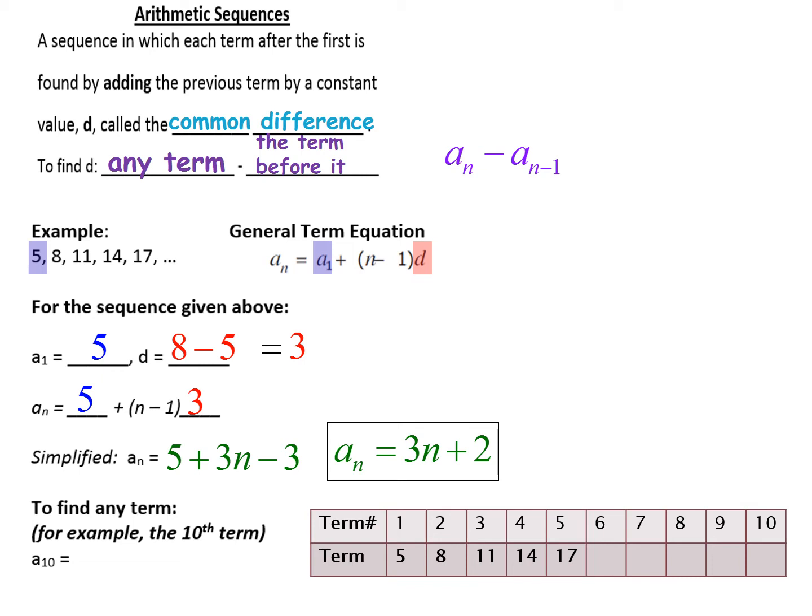There's a couple of ways I could find the 10th term. I could set up a little table or chart, where the first term is 5. Add 3 is 8. Add 3 is 11. And I can keep going to find out that the 10th term is 32. But the good thing about writing a general term for this particular sequence is that I could just plug in the term that I'm looking for, and voila, I'm done.